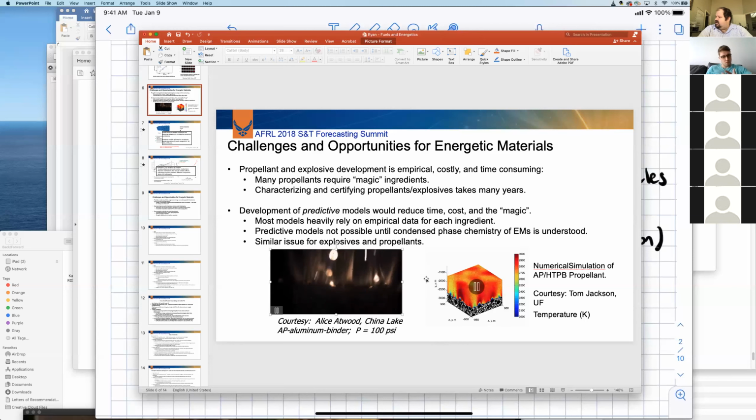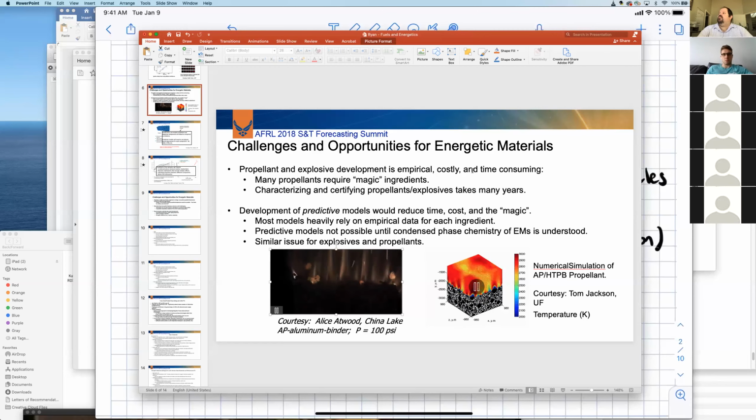This here is a GIF made by Tom Jackson here at the University of Florida, where all these little black things are burning. I think they're AP, and the white is the binder. And he's just studying the effect of the size distribution and things like that. And he has an internal code where he basically does simulations with that.